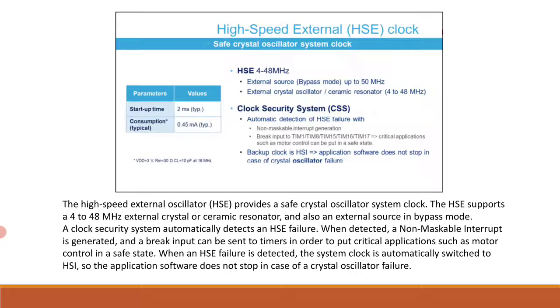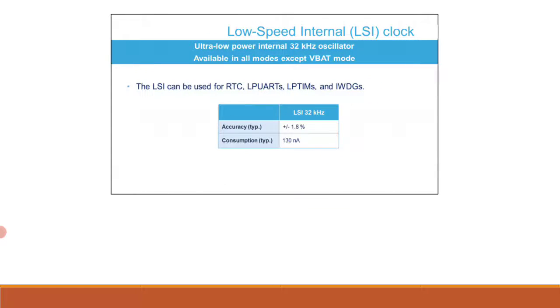When it comes to the LSI, STM32H7 devices, that is X3, X5, X7 devices, embed an ultra low power 32 kHz RC oscillator, LSI, which is available in all modes except VBAT mode. The LSI can be used to clock the RTC, LPUARTs, the low power timers and the independent watchdogs. The accuracy of LSI is plus or minus 1.8%. The LSI consumption is typically 132 nanoamps.